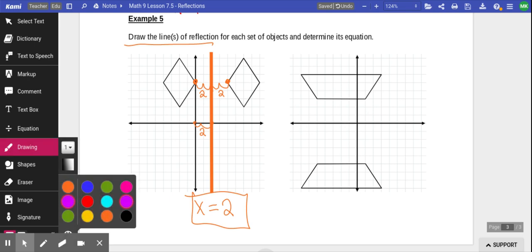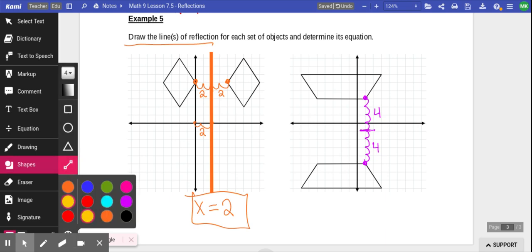So all you need to do is try to figure out what's halfway in between those two images. I'm going to take 2 corners that seem to correlate with each other and then try to figure out halfway in between them. So 1, 2, 3, 4, 5, 6, 7, 8 total. That means 4. 1, 2, 3, 4, and 4 would be perfectly in between them. If I was to draw that, that means my line looks like this. That is my line of reflection.